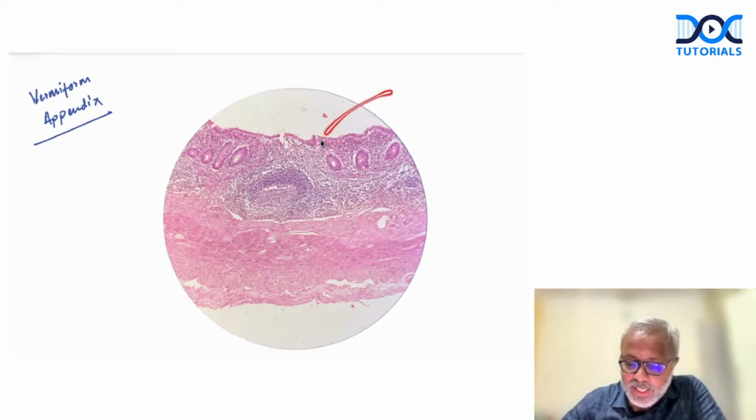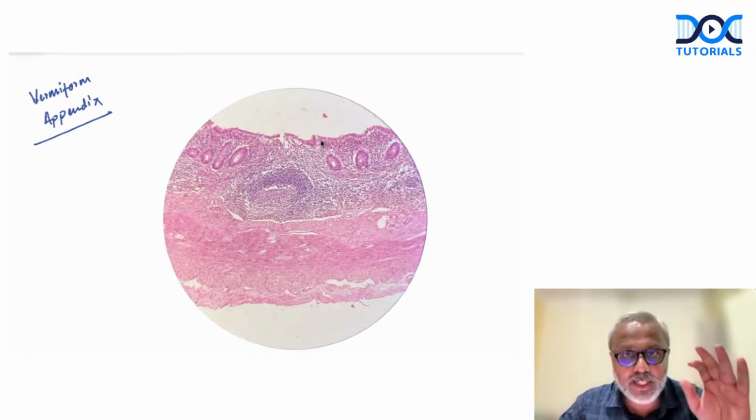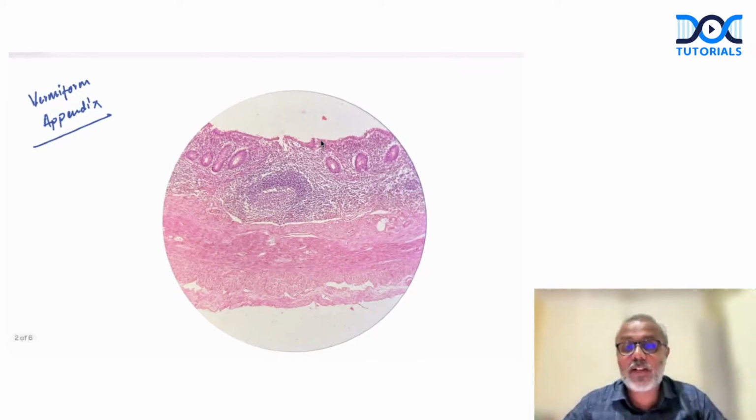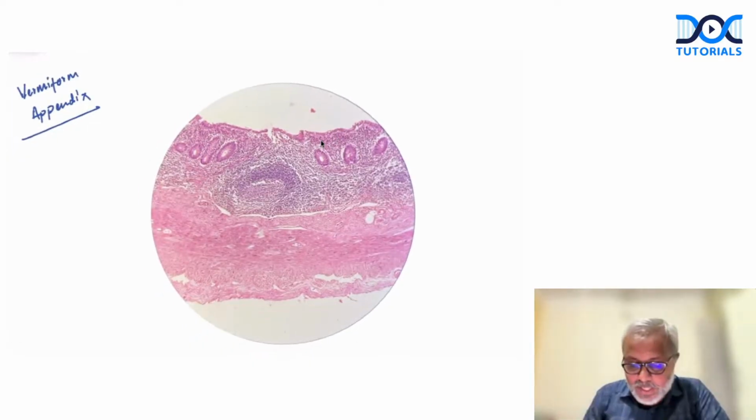Remember, the lining epithelium appears to be simple. So if it is simple epithelium, we have ruled out esophagus, because esophagus has stratified squamous non-keratinized epithelium. Then we need to rule out whether it is stomach or small intestine. If you see the lining epithelium, we can hardly make out the crypts. There are no villi and there are very rudimentary glands.